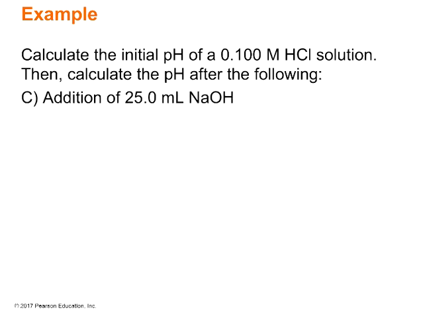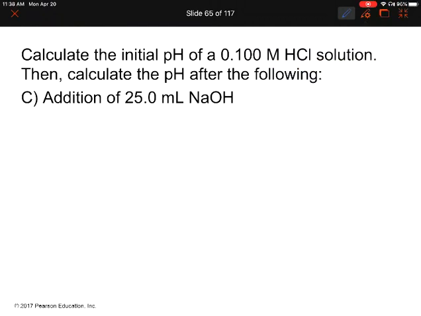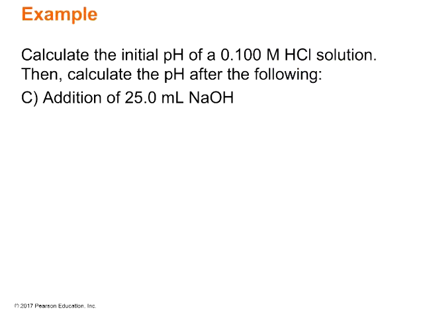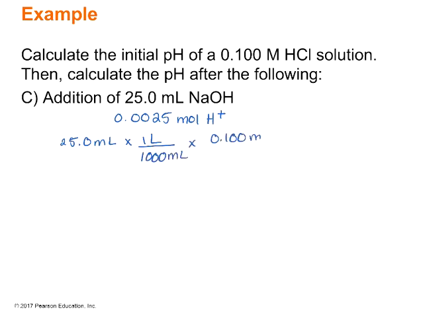Okay, so let's see what happens if we add 25 milliliters of NaOH solution. So same process as before. We're going to assume that we're starting with 0.0025 moles of hydrogen ions, and then we're going to calculate how many moles of hydroxide ions we're adding to solution. So from this calculation, you should find that we're adding 0.0025 moles of hydroxide ions. So you can see that the number of hydrogen ions is equal to the number of hydroxide ions. So this means that we have reached the equivalence point.